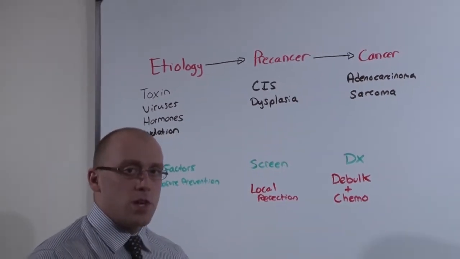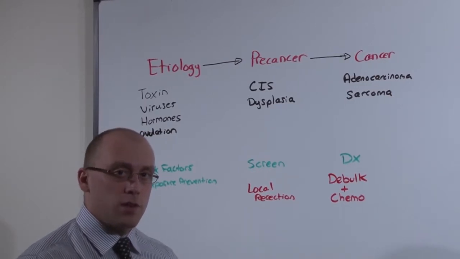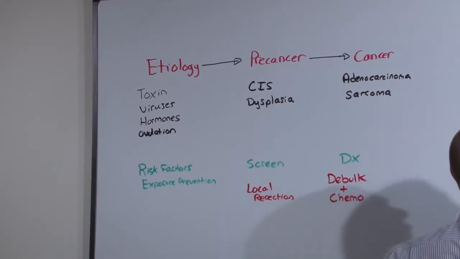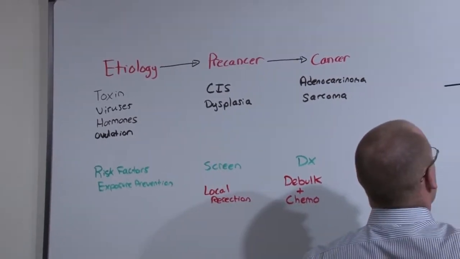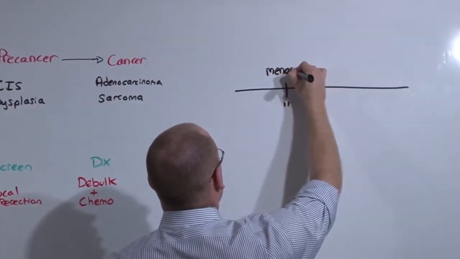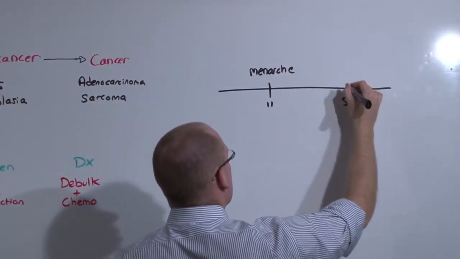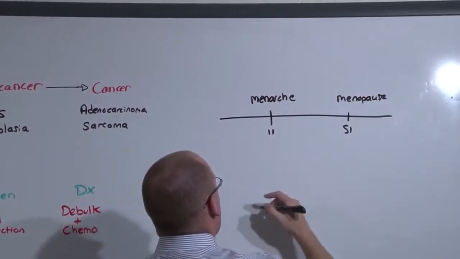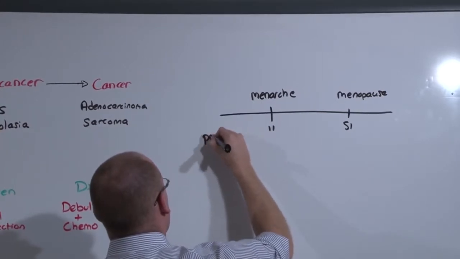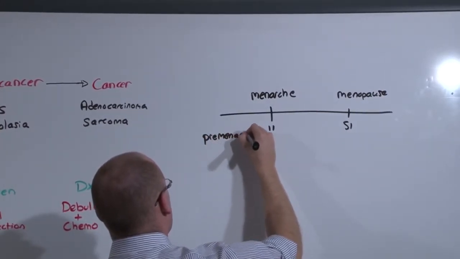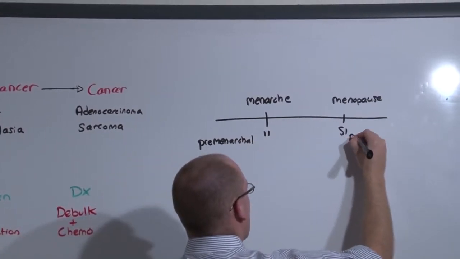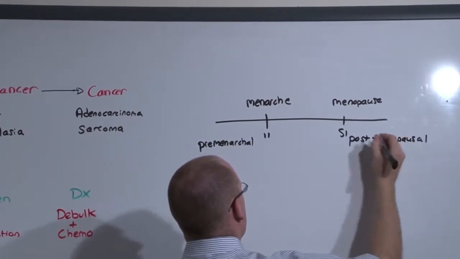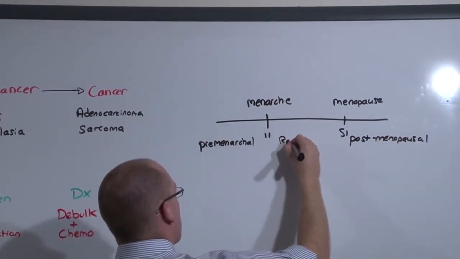The other thing you're going to see time and time again in these lectures is age stratification based on reproductive age. So over the course of a woman's life, around 11 years old, she'll undergo menarche. And around age 51, she'll undergo menopause. And so the premenarchal girl will have significantly different risk than a postmenopausal female, which is different than the reproductive aged woman.